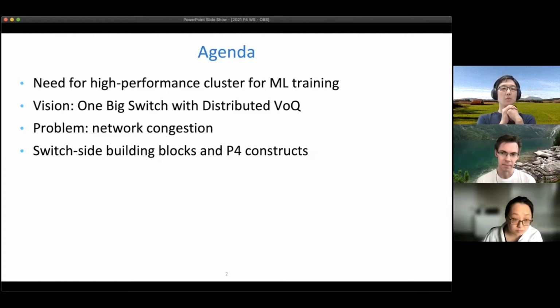And then we will talk about our vision statement. So what is the one big switch, and what the distributed VOQ abstraction on top of this one big switch can help us in terms of realizing the performance abstraction we need for such a challenging workload, and drill down to some more detailed problem statement, like what kind of network conditions are there and how can we handle them by using some of the switch side building blocks, and what P4 constructs are there to help us to get there.